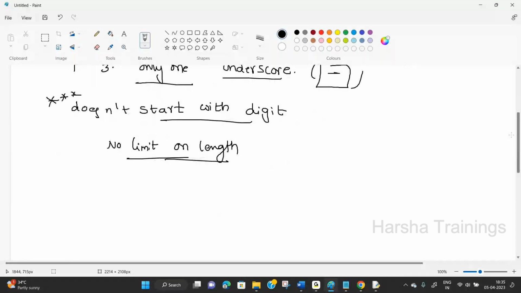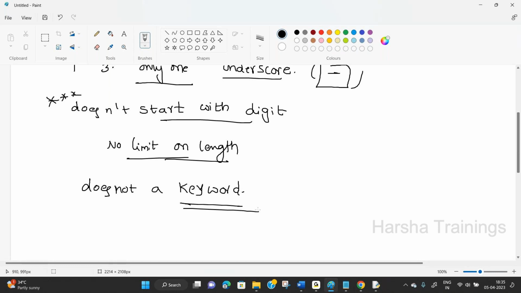Okay. Now, the last point. Before going to the next topic, in the identifier, we have one point. What is the point? An identifier is not a keyword. That means keywords are not used as identifiers. That means keywords are not used as variable names, method names, function names, class names, or object names. Keywords are not used as any name.